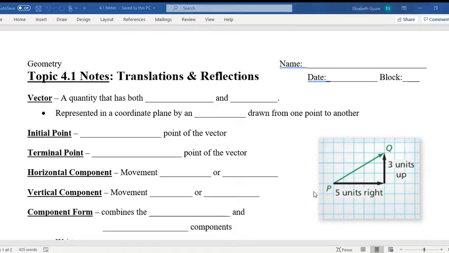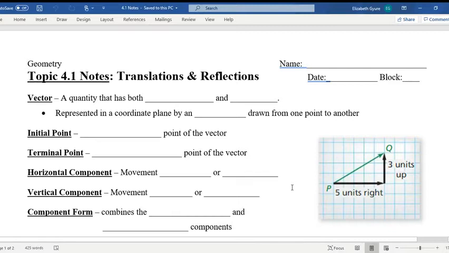So, oh, let me share my screen. I almost forgot. People at home, can you see my screen now?